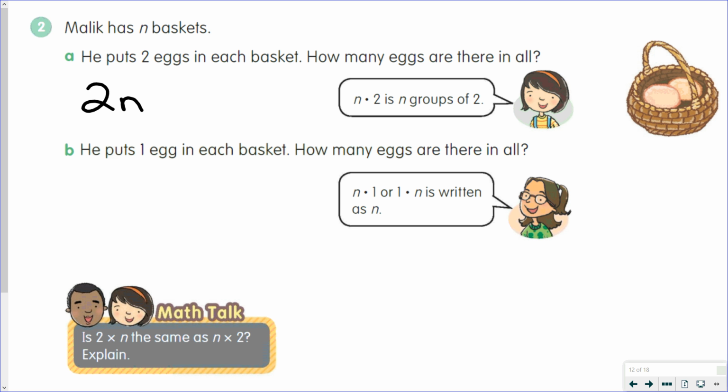He puts 1 egg in each basket. How many eggs are there in all? Well, that would be n times 1, or 1 times n, as it says there from our young lady. So what we would actually do for this one, we would just put n. If you write 1n, that's okay. I'm not going to mark it wrong, and I'm not going to count it against you. However, we usually don't write 1n because when we multiply by 1, the value doesn't change, so we just leave it as n.